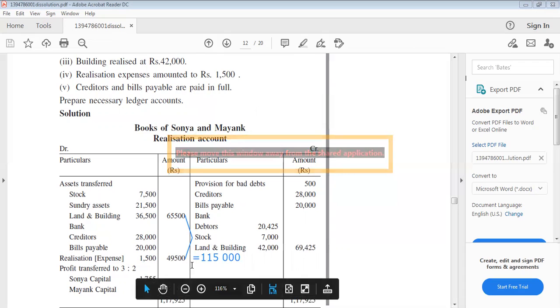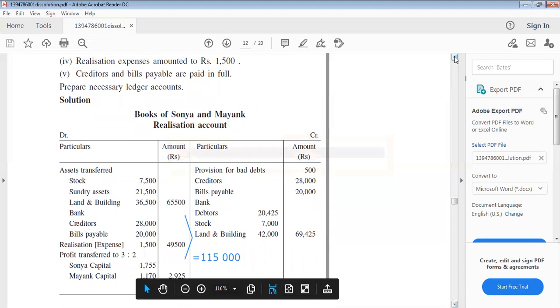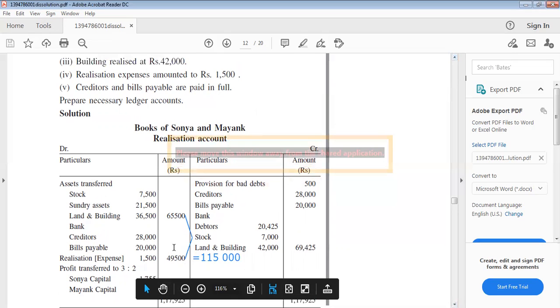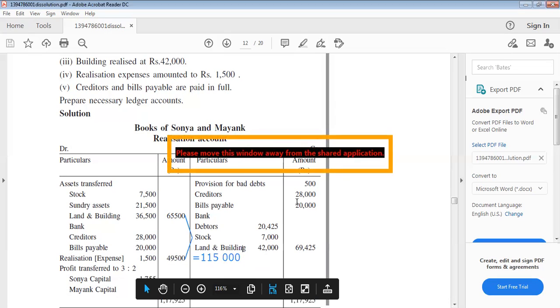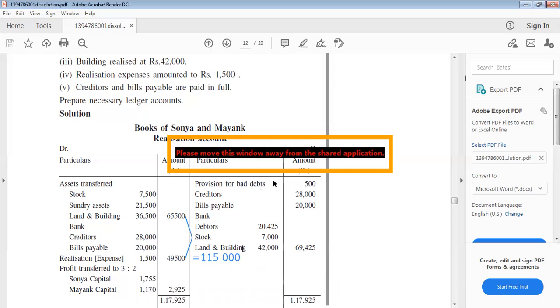So between this and this, you have 115,000, right? The same. All right. Then now, you're gonna look on this side. There's a rule that is a provision for bad debts as well. The rule says, take out this back, this now.